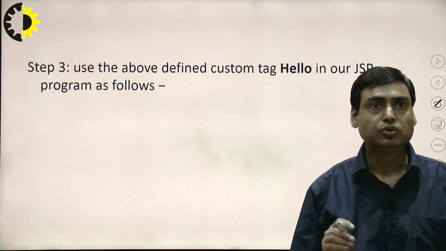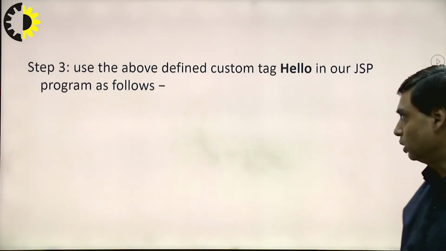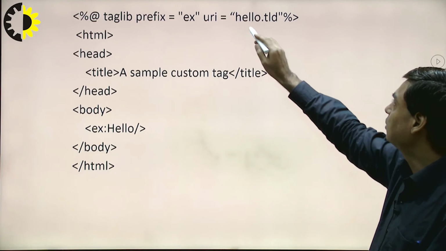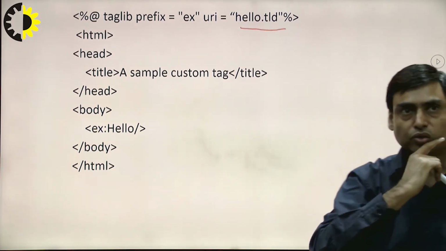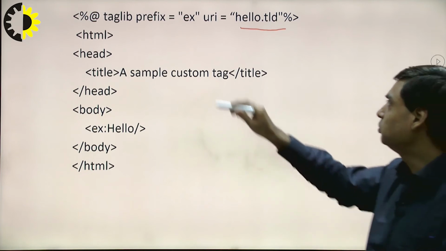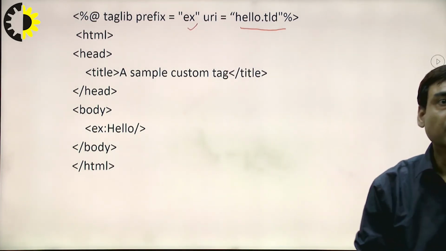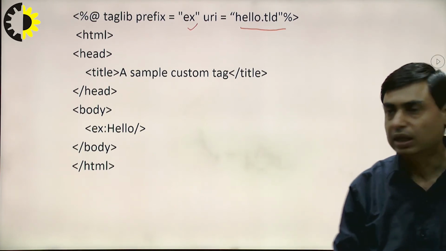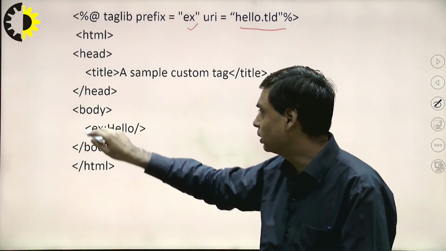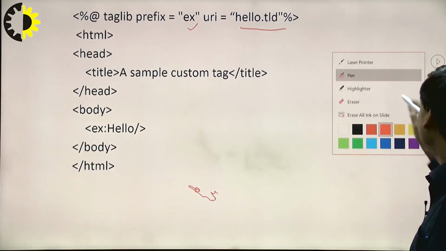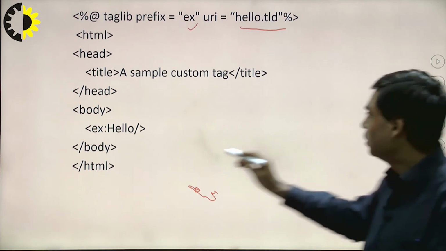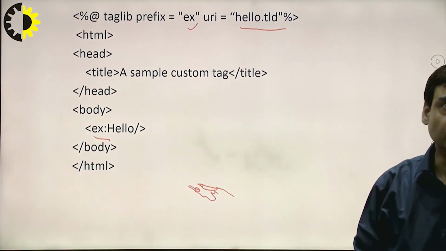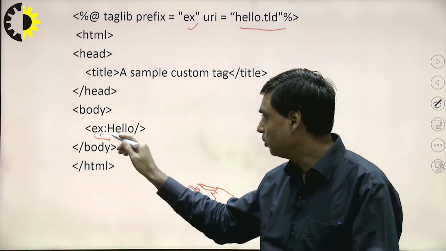The third step is to use the above defined custom tag hello in our JSP program. To use this custom tag library that we already defined, the name of the custom tag library is hello.tld. Now to use it in our JSP page, we are using prefix equal to ex. A sample custom tag is the title we have mentioned. Now we have to use this hello tag. We have to use the ex, and ex is the prefix. We have already defined our tag library hello.tld.